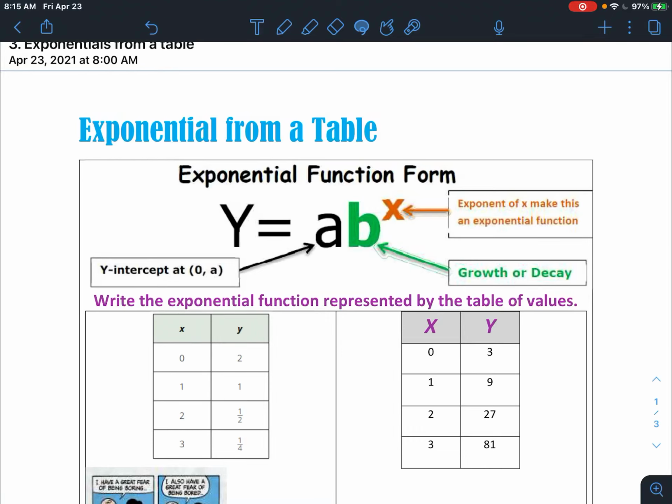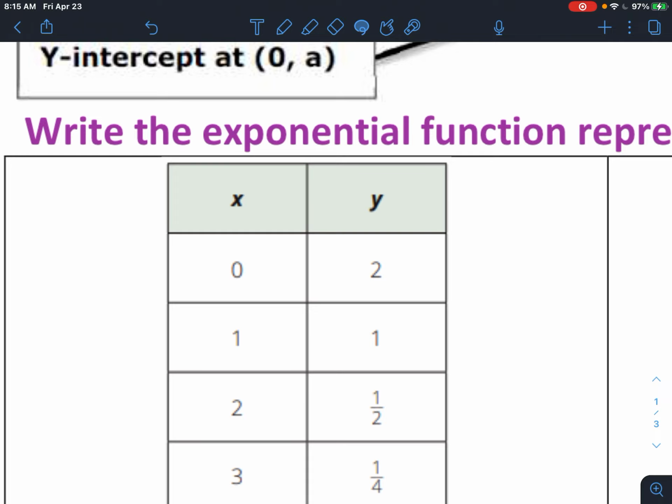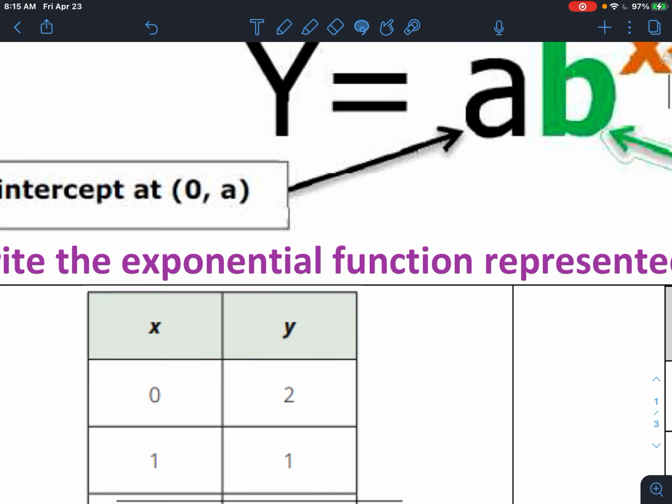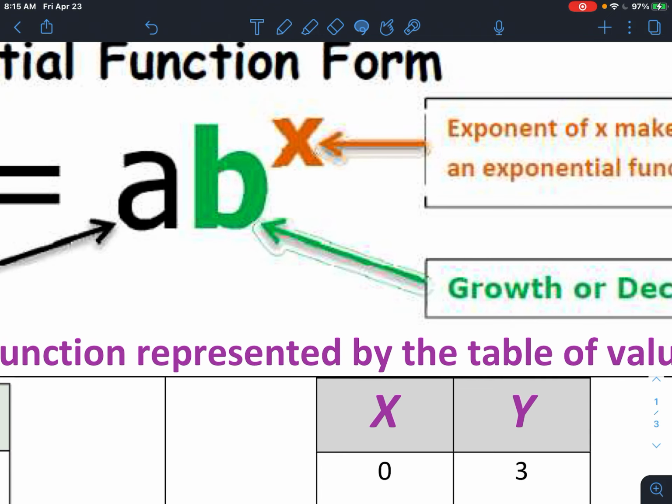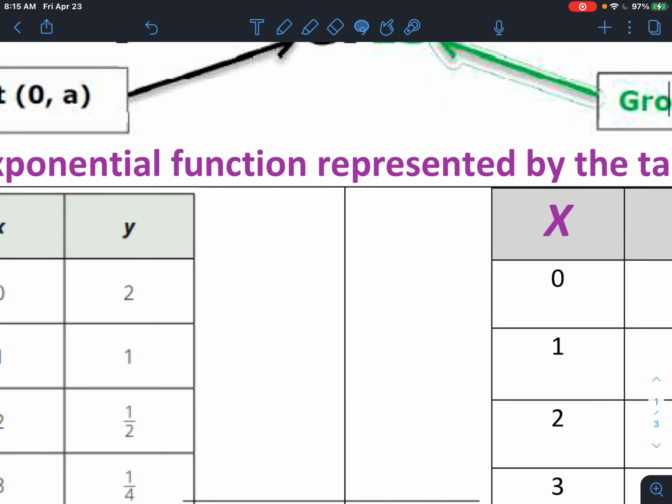Today we'll be working on writing exponential functions, this time from a table of values. So we're given this table of values. We need to write the exponential function. So we need our y-intercept for the a value, and we need our multiplier for the b value.